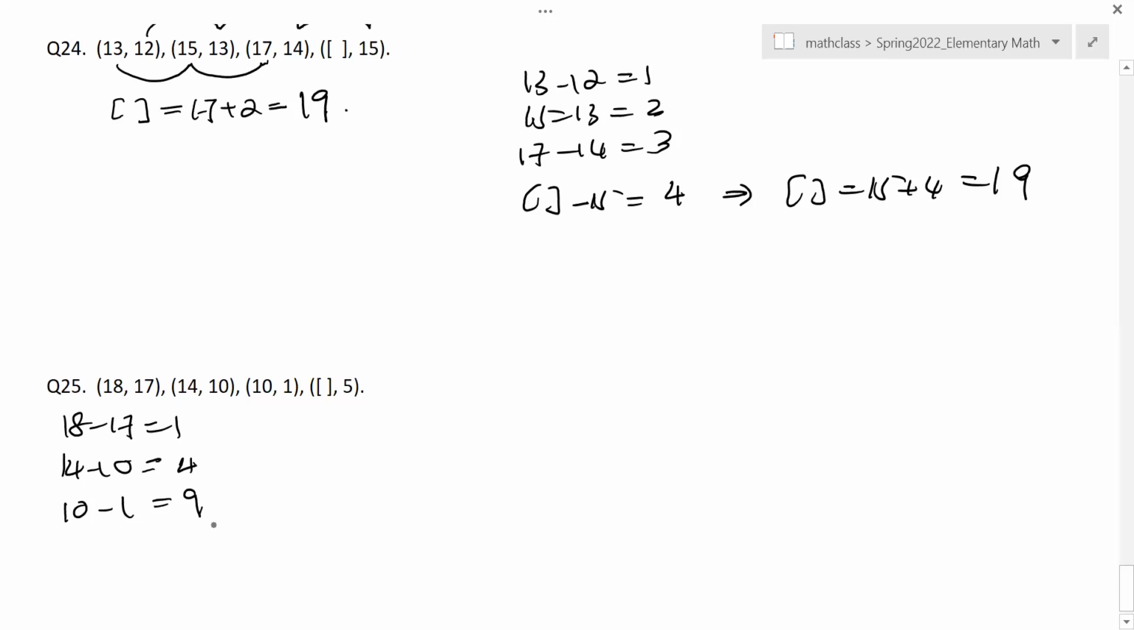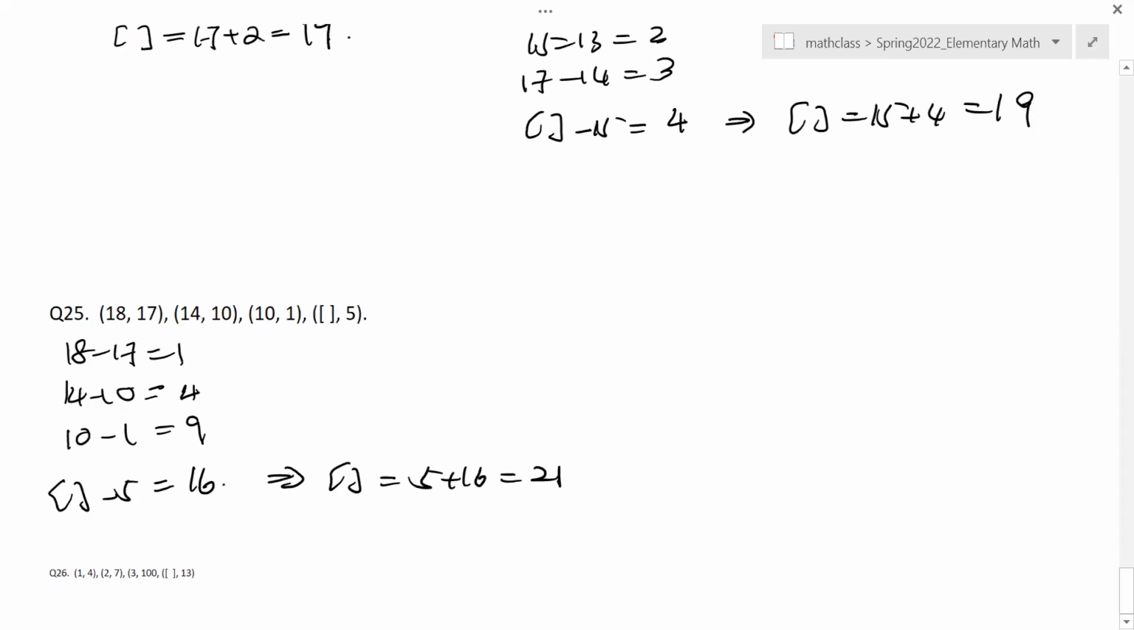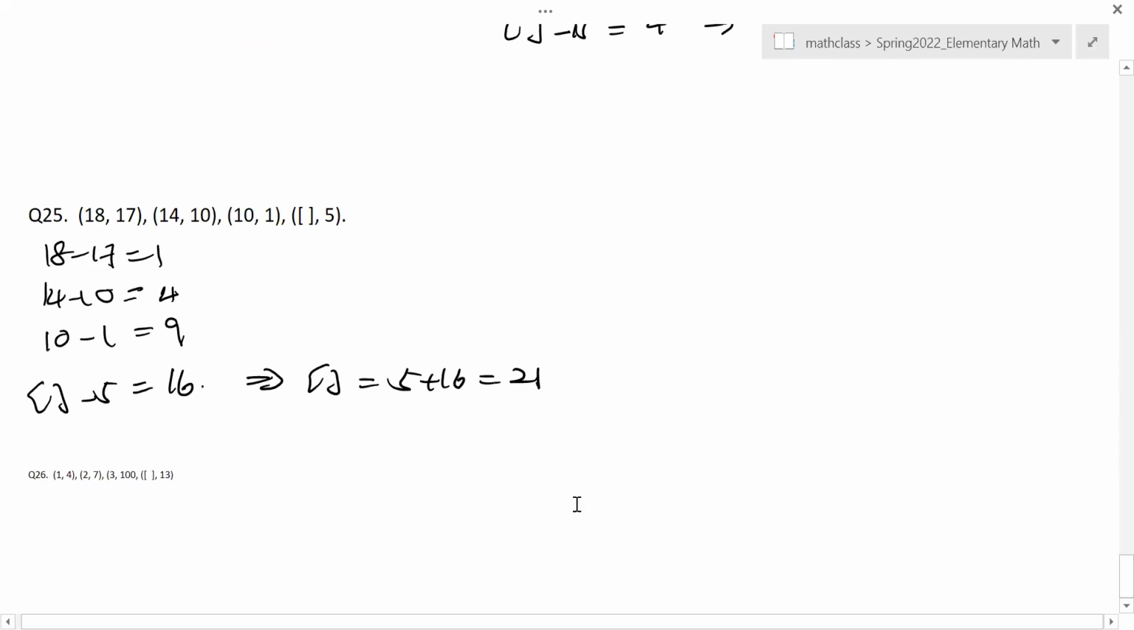This is a sequence of squares. So this should be equal to 16 right here. That implies that number should be 5 plus 16, which is 21. I think 21 is more reasonable. So you take care of all the numbers, right? The next one, yeah, that's too small.